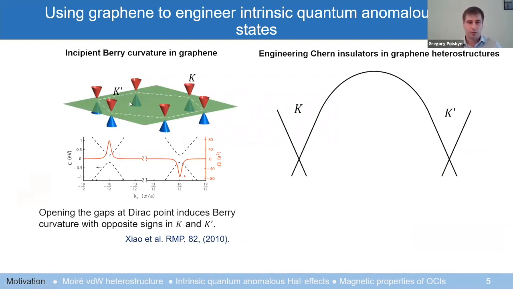As you all know, graphene has two distinct Dirac cones, which correspond to the valley degree of freedom, labeled by K and K prime here.